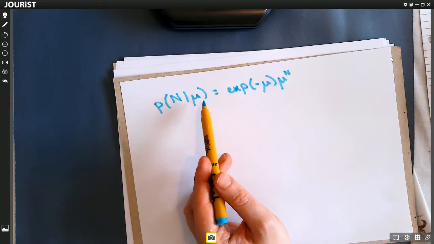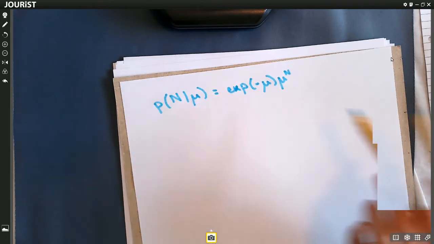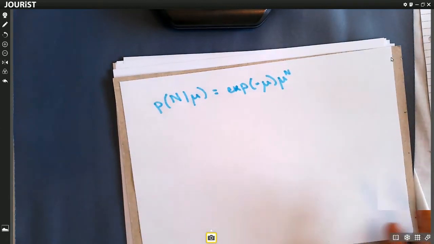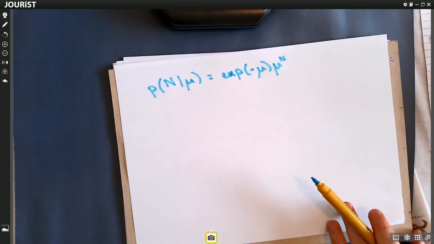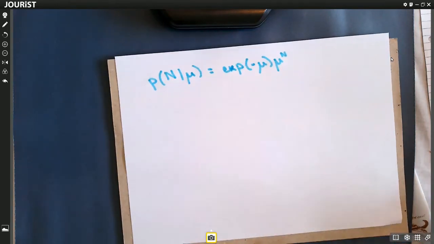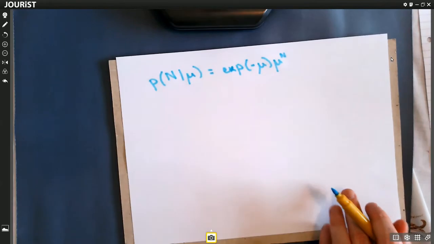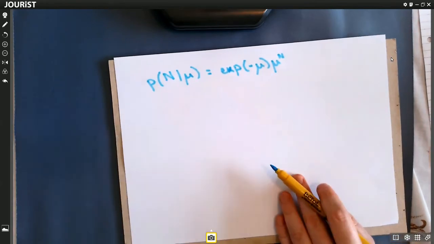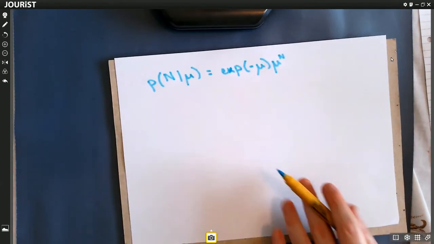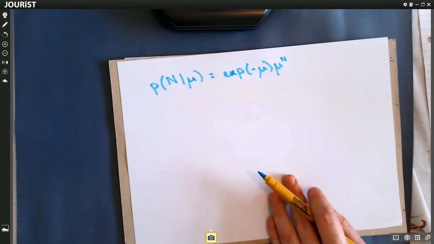If you're not convinced about the loss of n factorial, it doesn't particularly matter, because we're only going to end up caring about the functional form, the proportionality, not the overall normalization constant. But this is the probability of getting n detections given a detection rate mu. How do we calculate what mu should be?